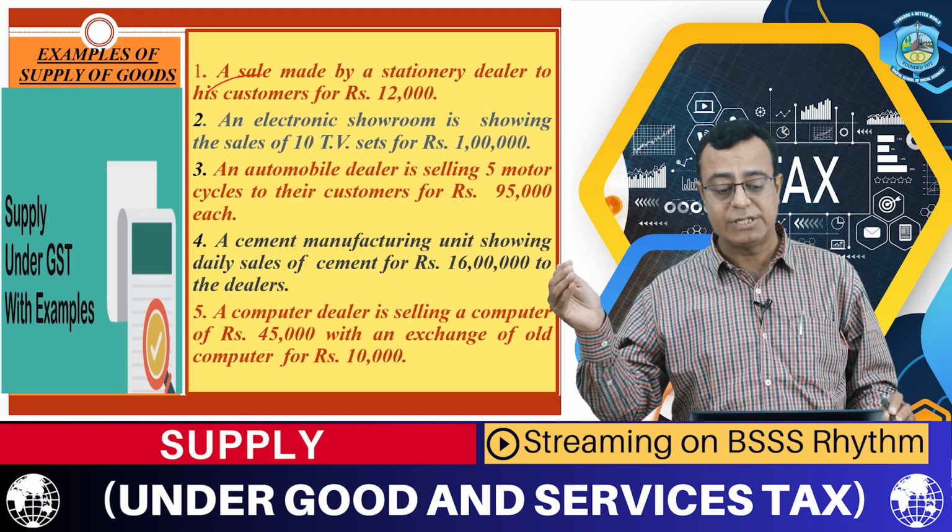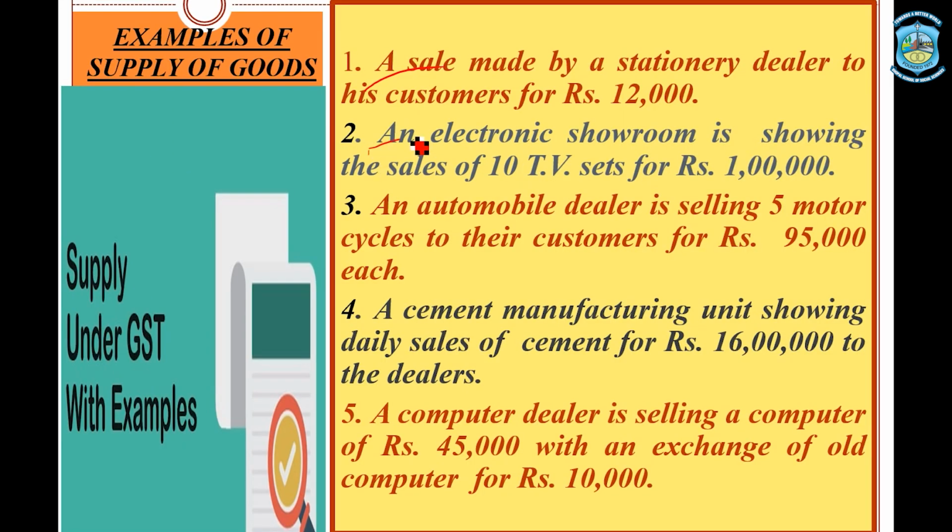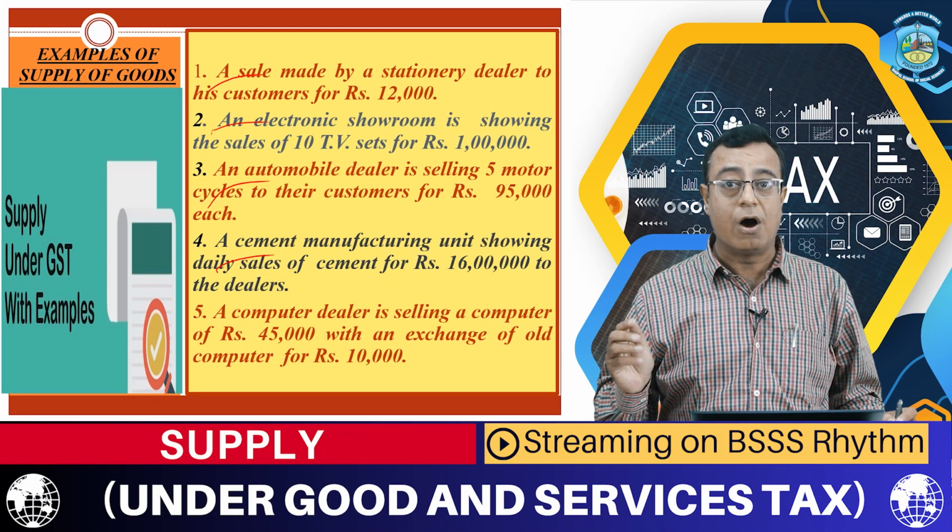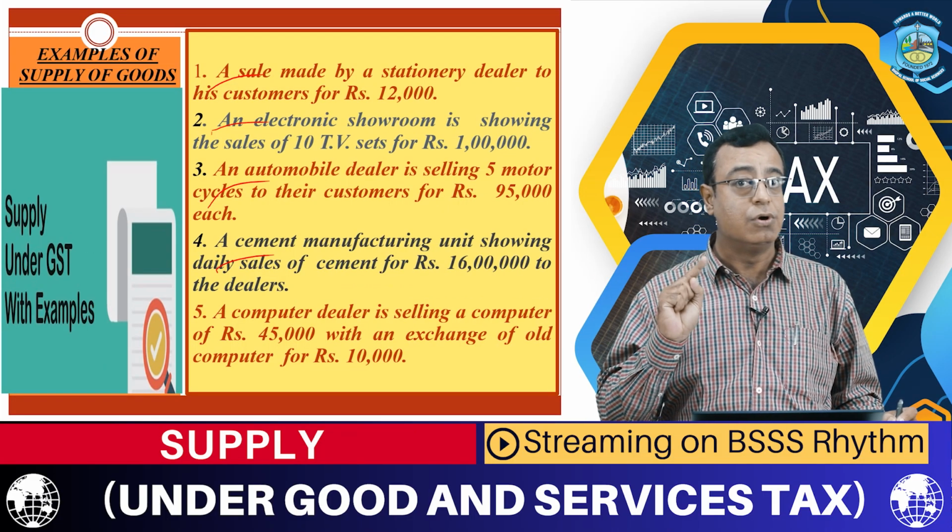It means it is B2C. Come to the next, electronic showroom is showing a sale of 10 TV sets of rupees 1 lakh. Again, it is retailer to customer, means B2C. Next, we have an automobile dealer is selling 5 motorcycle to their customer for rupees 95,000. Again, it is the supply from retailer to the dealer to the customer. It is B2C. Next, a cement manufacturing unit showing a daily sale of cement amounting to rupees this much to the dealer. It is not B2C, it is B2B now because it is from manufacturing unit not to customer but to the dealers.